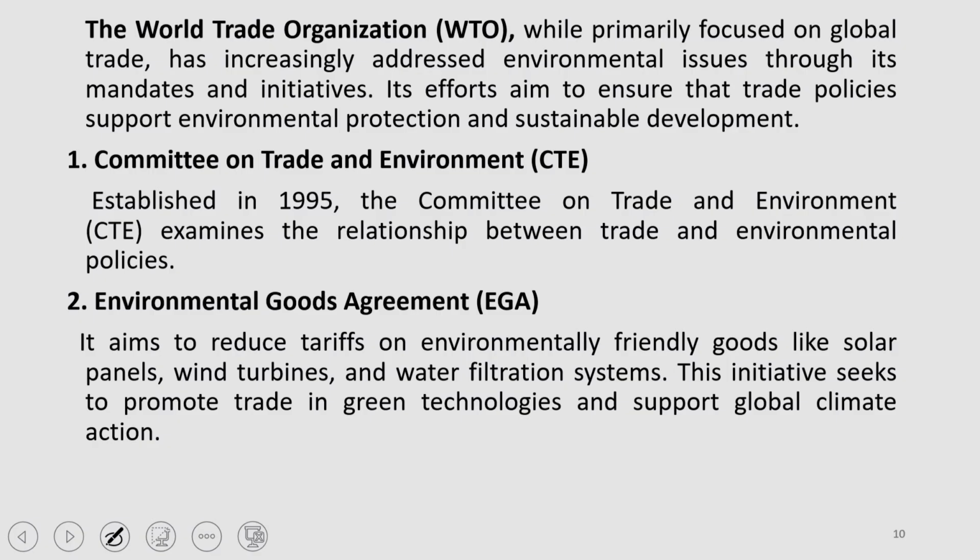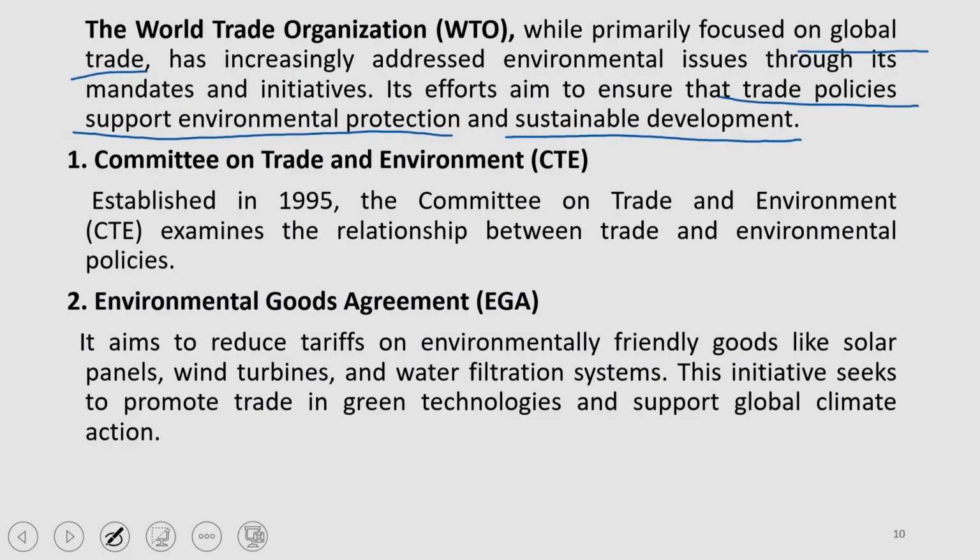And here we can see that it primarily focuses on global trade and has increasingly addressed environmental issues through its mandates and initiatives. And here we can see that the efforts of WTO basically aim to ensure that trade policies support environmental protection as well as sustainable development. And here we can see the Committee on Trade and Environment.